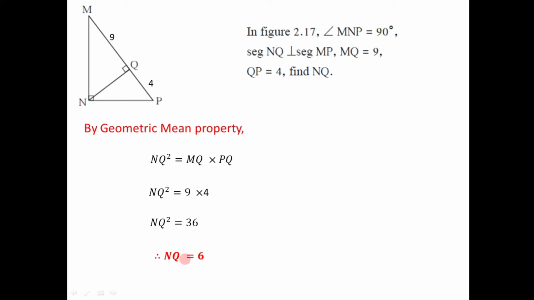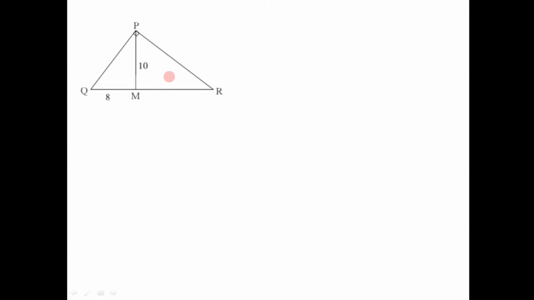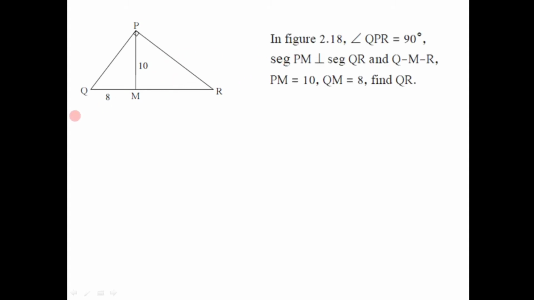So this is the length of segment NQ. Let us have another question. Another diagram is given. Question is, in this diagram, angle QPR is 90 degrees. Segment PM is perpendicular to segment QR, and Q-M-R means Q, M and R are collinear points. The length of segment PM is 10, length of segment QM is 8. From that we have to find QR.